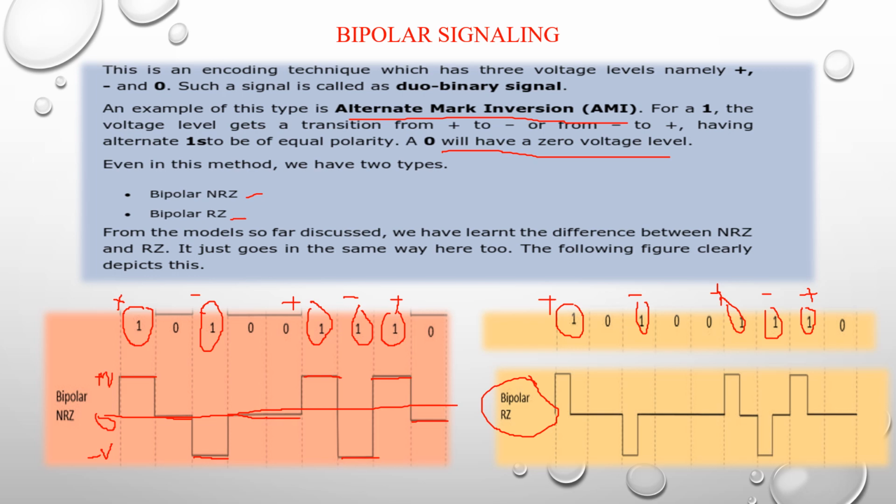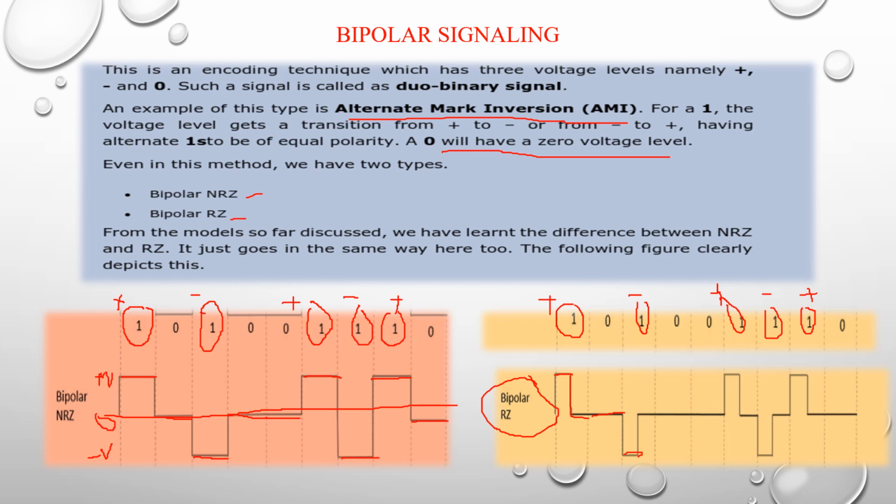So for example, this is the first bit. The first bit voltage level is positive, half of the bit duration is positive and another half is returned to 0. The next bit is 0, you retain it as it is, and the next bit is 1, and 1 is the negative voltage level. This is the bipolar signaling technique.